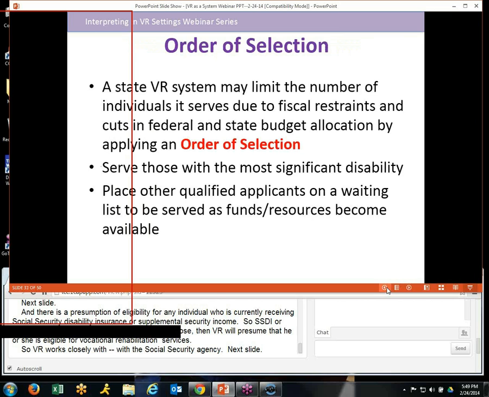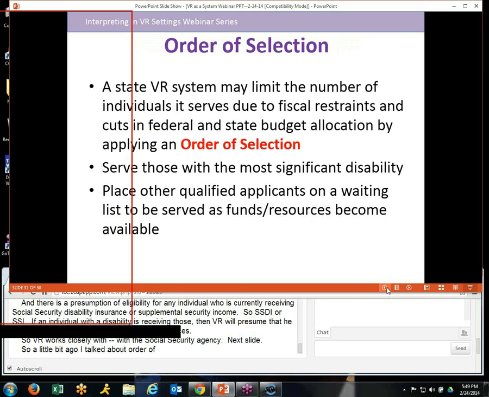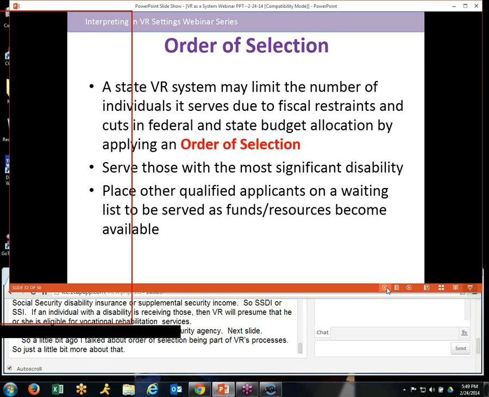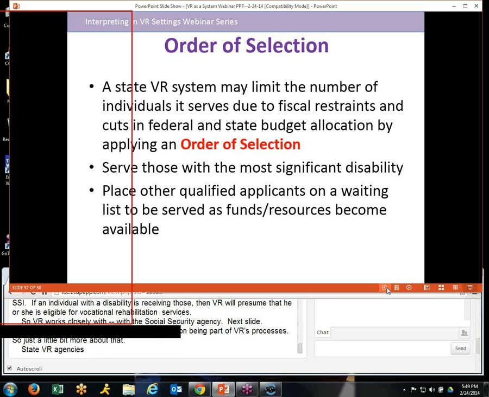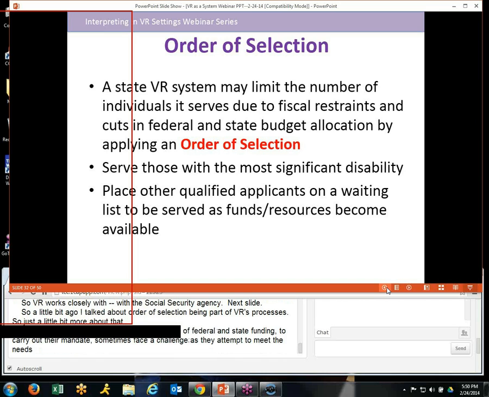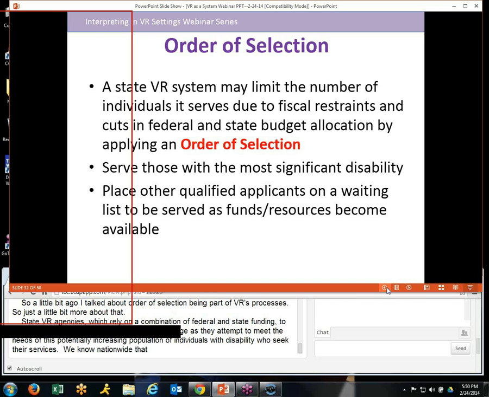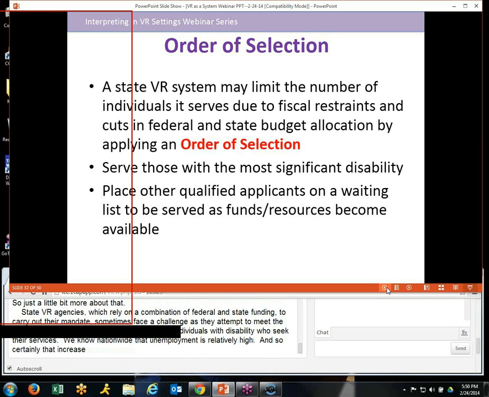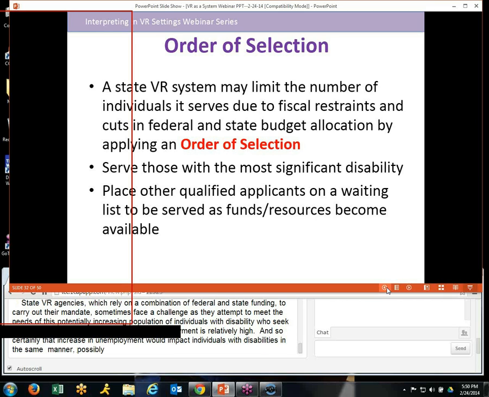A little bit ago, I talked about order of selection being part of VR's processes. So just a little bit more about that. State VR agencies, which rely on a combination of federal and state funding to carry out their mandates, sometimes face a challenge as they attempt to meet the needs of this potentially increasing population of individuals with disability who seek their services. We know nationwide that unemployment is relatively high, and so certainly that increase in unemployment would impact individuals with disabilities in the same manner, possibly more, than it would the general population.